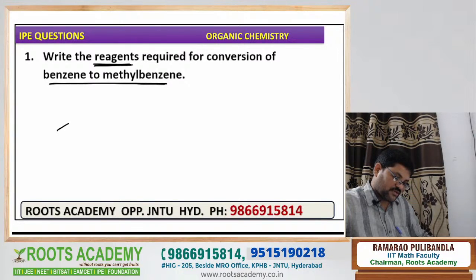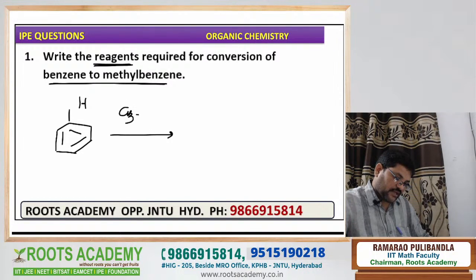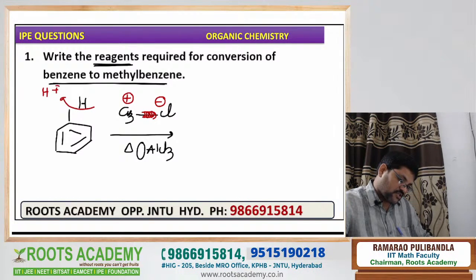Simple logical question. Take the example of benzene liquid. Now add what? Methyl chloride, on heating, in the presence of what? Anhydrous AlCl3, a Lewis acid as catalyst. Because of the electronegativity difference, the bond shifts to the chlorine side. Chlorine gets a negative charge and carbon gets a positive charge. Now the hydrogen is removed as H plus ion.